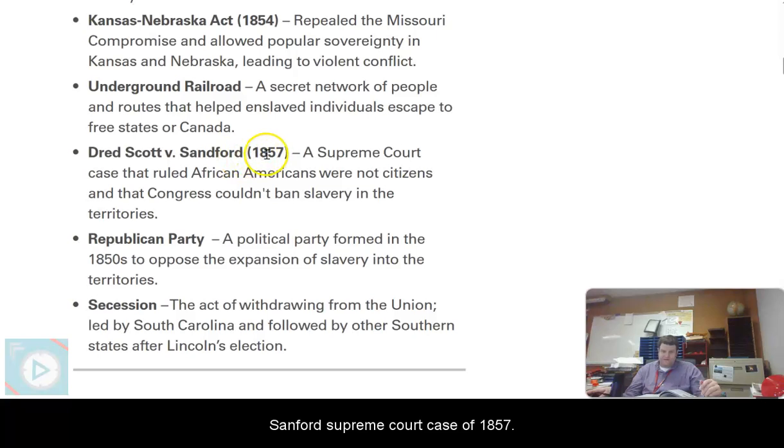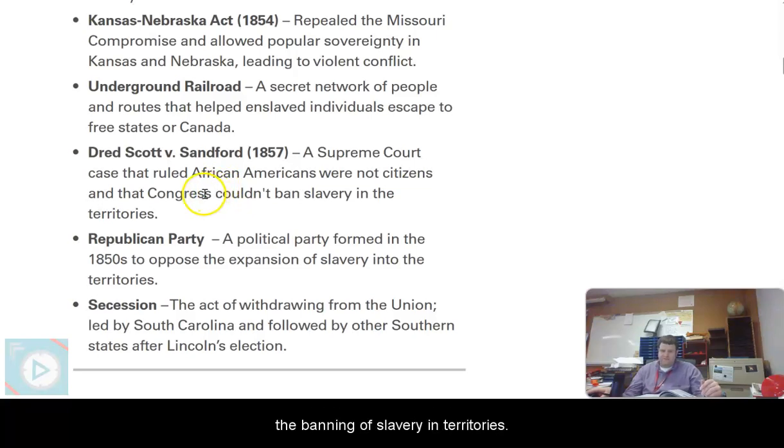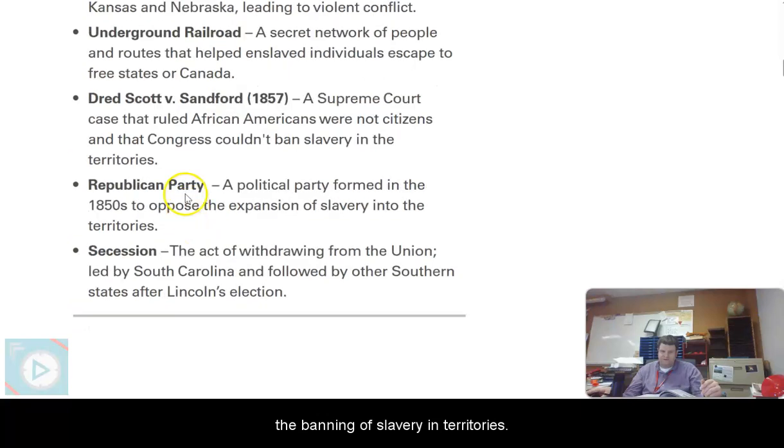We have the Dred Scott v. Sanford Supreme Court case of 1857. This court case does absolutely nothing to fix the issue of slavery, but basically in this ruling it rates African Americans as not citizens, and it prevents Congress from carrying out the banning of slavery in territories.